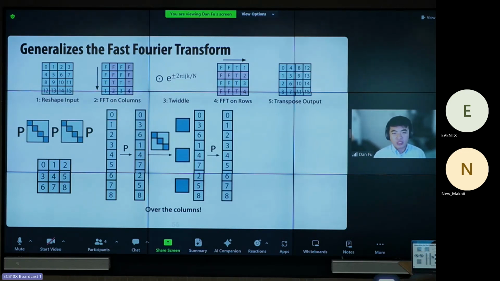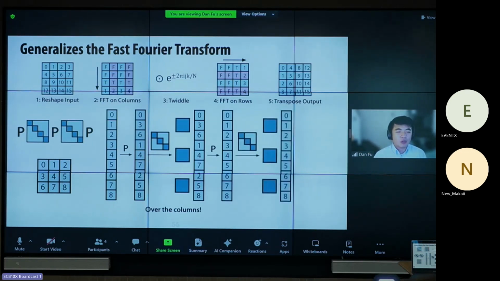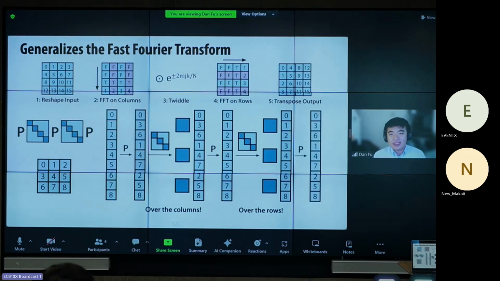And then we permute one more time. Then we run the next block diagonal over this permuted vector. Notice now that we're operating exactly over the rows. So you can think about this as taking steps 3 and 4 of that FFT algorithm and combining them together. Concretely, you take those twiddle factors and just multiply them into these block diagonal matrices. Finally, you transpose the output one more time.